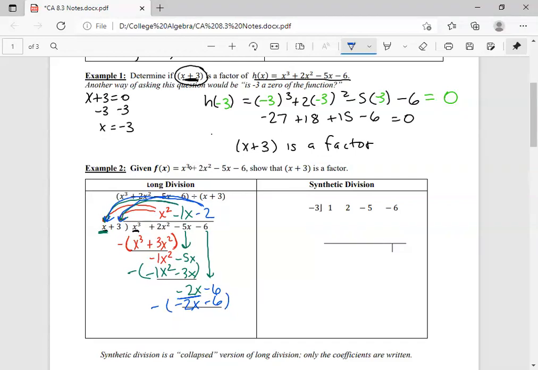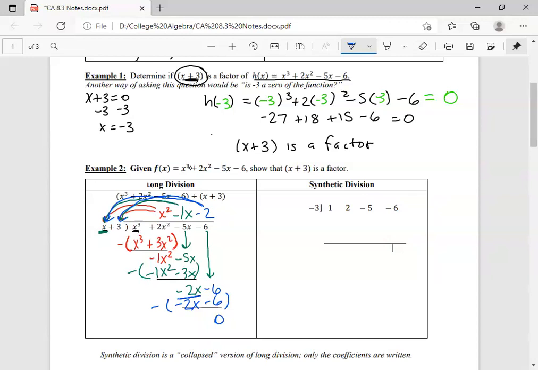So negative 2x minus negative 2x is 0, right? Because negative 2x minus a minus is a plus. So this is really negative 2x plus 2x, nothing. Negative 6 minus a minus 6 is nothing. So we got 0 here, which means we don't have a remainder, which means that x plus 3 is a factor of x to the third plus 2x squared minus 5x minus 6. It goes into it exactly x squared minus 1x minus 2 times. We divided it, it worked, we got a remainder of 0.